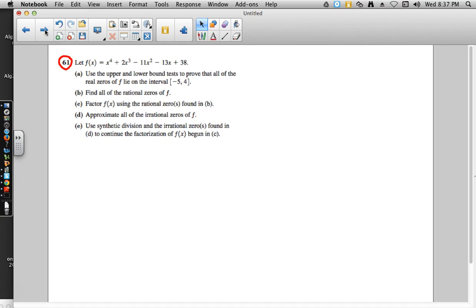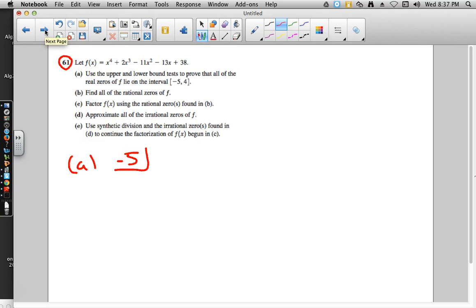Number 61, we are letting f of x equal that monstrous polynomial that we see up there. And it says use the upper bound and lower bound test to prove that all of the real zeros of f lie on the interval of negative 5, 4, which I know you can do now since I went ahead and did the one earlier. But I'll just go ahead and say, okay, negative 5, if that's the lower bound, and 4th, 3rd, 2nd, 1st, 0 power, it is in standard form, so grab those coefficients and do the synthetic. And if this is the lower bound, we should see an oscillation of positive, negative as we go through.